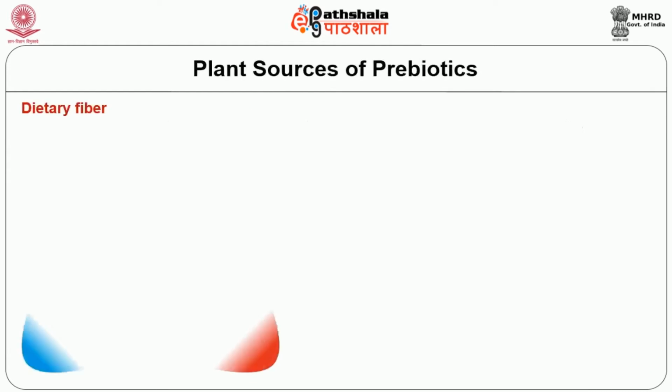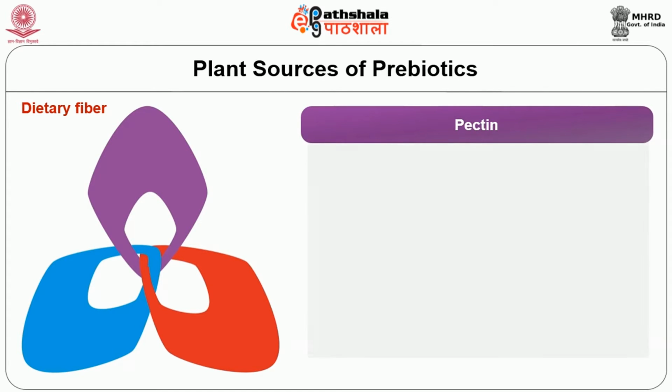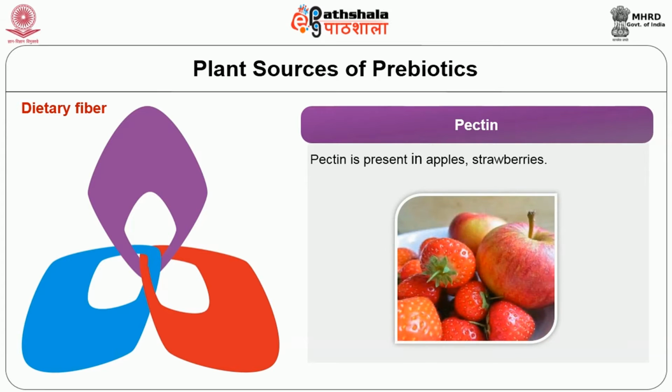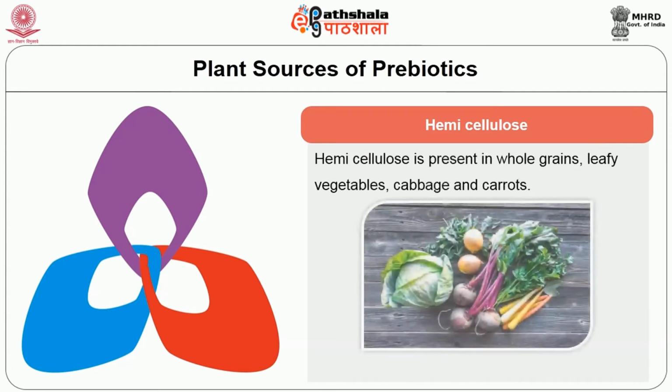What are the plant sources of prebiotics? They are the dietary fiber. The main dietary fiber is pectin, which is present in apples and strawberries. Hemicellulose is present in whole grains, leafy vegetables, cabbage and carrots.